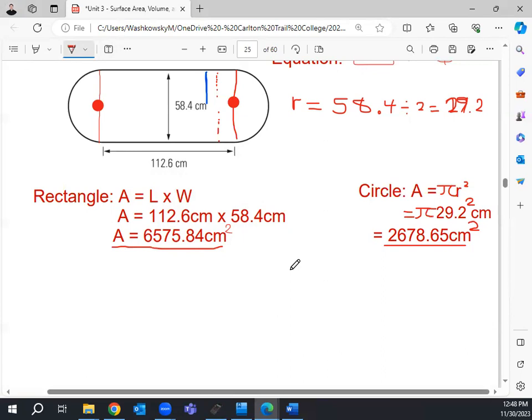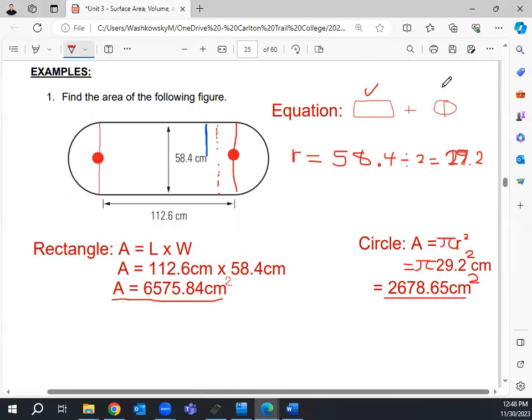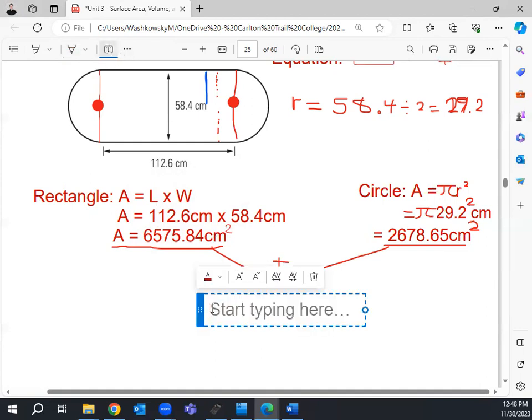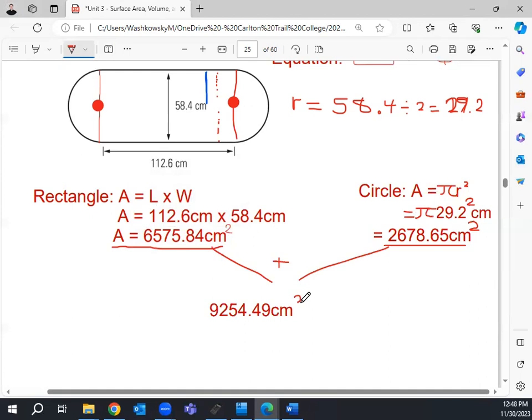So the hard part with this question is just realizing how to find that radius. That's the tricky part of this question. And now the last thing, if I go back to my original equation, I have the rectangle and the circle. All I now need to do is add these two numbers up. If I add these two numbers up, I'm going to get 9,254.49 centimeters squared. It's my final answer. I'm going to give it a big old circle.